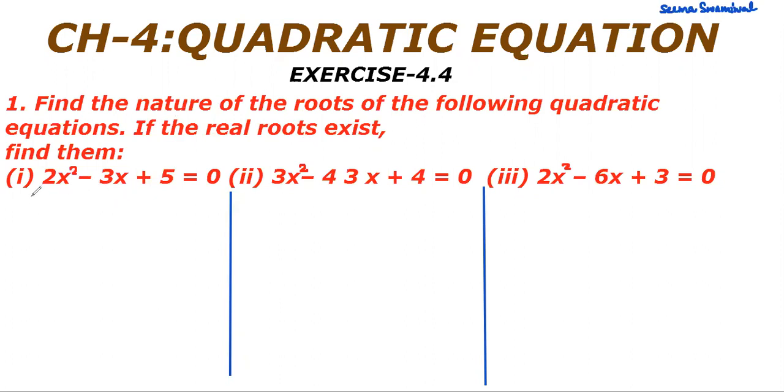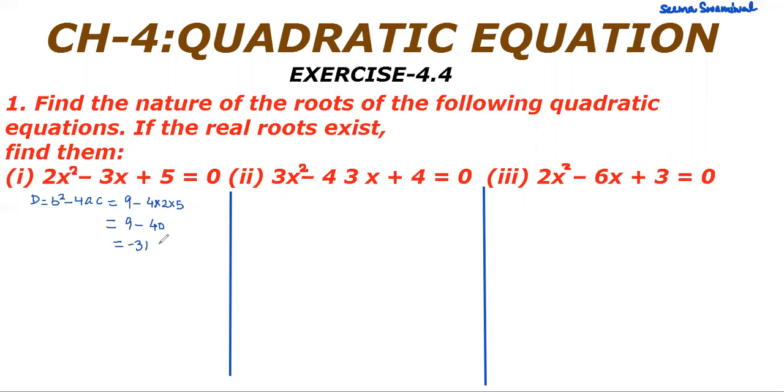Let's find out D. So D is equal to B square minus 4AC. Put the values of B, A and C in it. So B is minus 3. When you square it, it will be 9, minus 4 into 2 into 5. That means you're getting 9 minus 40.